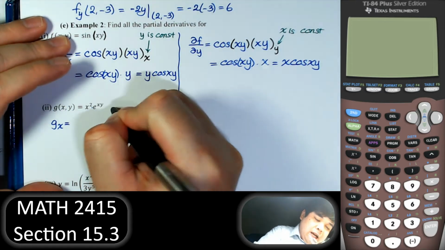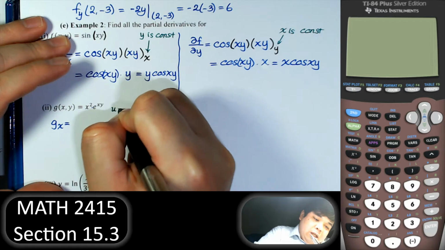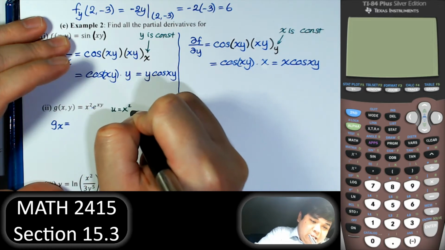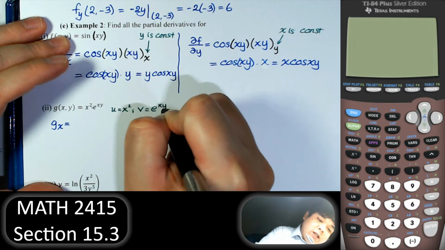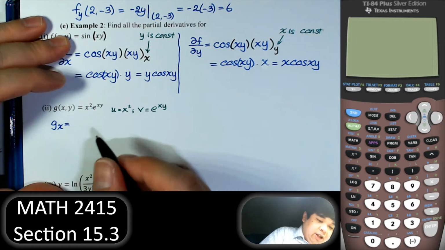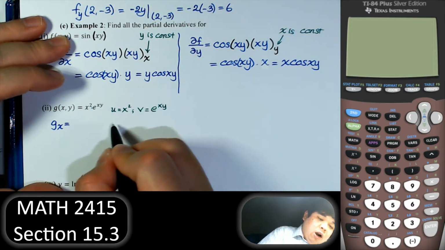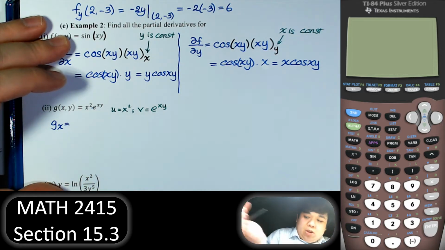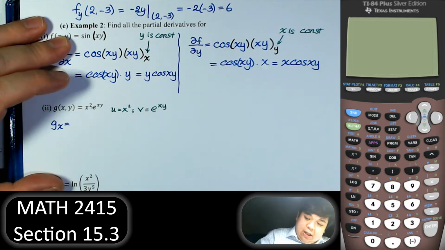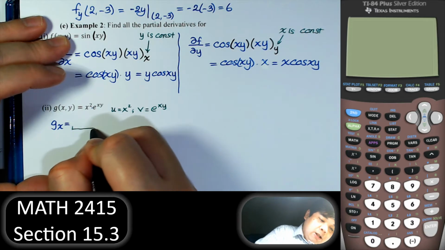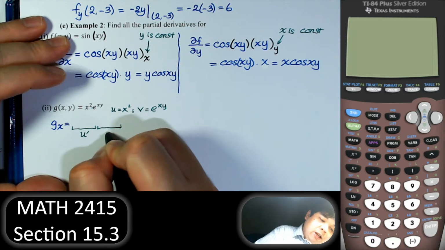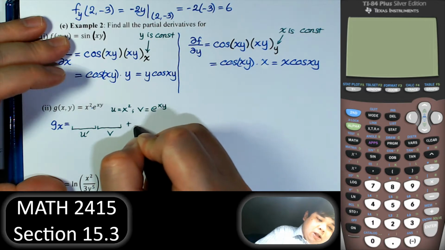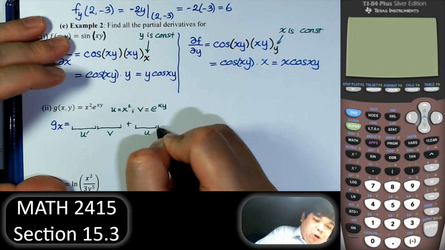So I'm going to write u equal to x squared and v equal to e to the xy, and the derivative here is going to be u prime v plus u v prime. So product rule. So let's just say u prime v plus u v prime.